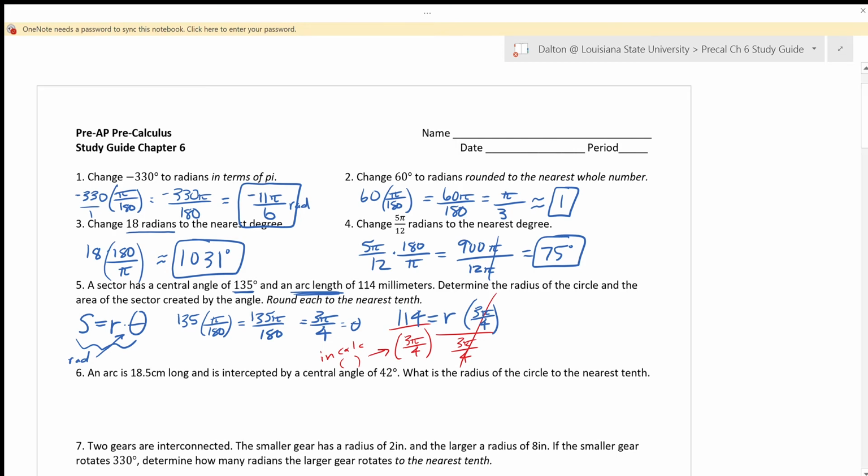When we do this, we get our answer for the radius. It says round each to the nearest tenth. So our radius will be approximately 48.4 millimeters. So that's part one.